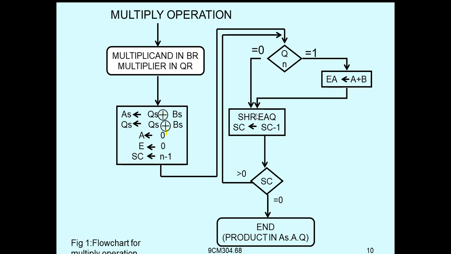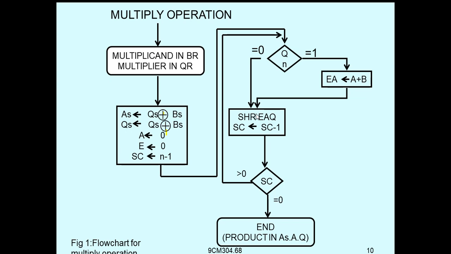If it is 1, we have to perform the addition A plus B, and then perform the shift right operation of EAQ, and then decrement the SC by 1. Every time we have to check whether the sequential counter reaches 0 or not. If it reaches 0, whatever result is present in the AQ register is the final product. Otherwise, once again we check the Qn bit.